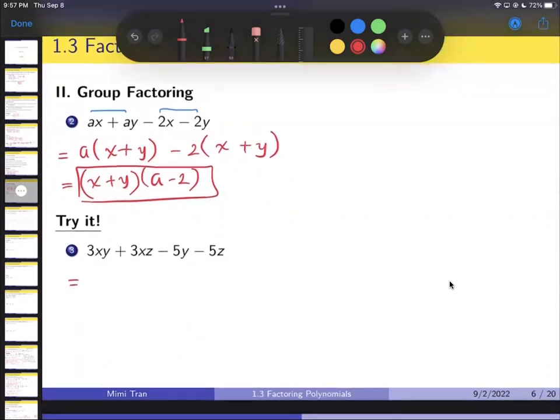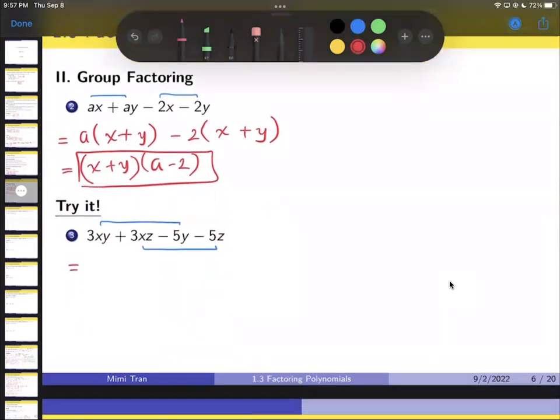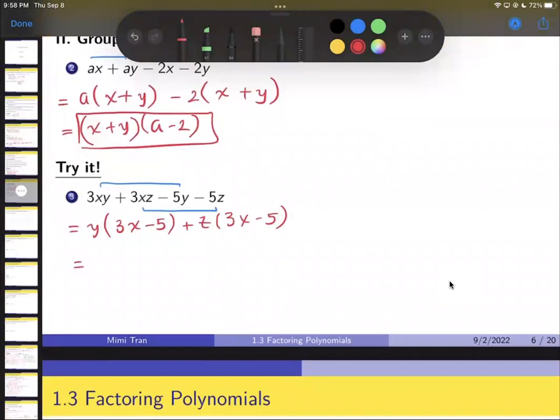All right, so I'm gonna group it like this. You can try the first two and last two, but I'm just gonna make it different. So first and third, I'm gonna factor out a y. What's left is 3x minus 5. Second and last, I'm gonna factor out a z, so positive z. Again, leading coefficient in x here. That means 3x minus 5 again. So we have 3x minus 5 twice. It's y plus z.